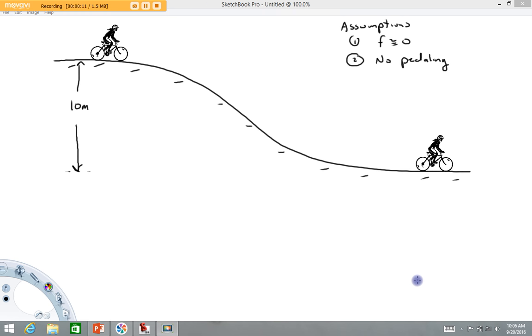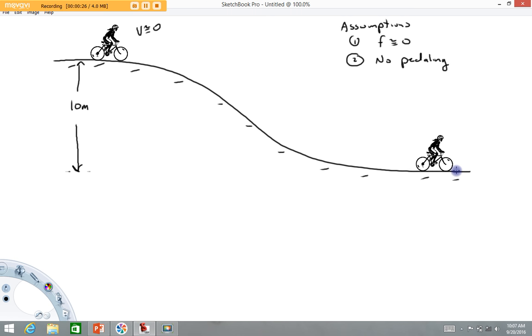So what we're going to do is take a look at this biker here, who is going to start at this position at a speed of approximately 0. So she's going very slow here. I'll put approximately 0 at that point. And what we're going to do is calculate the speed of this biker at the bottom of this hill here.